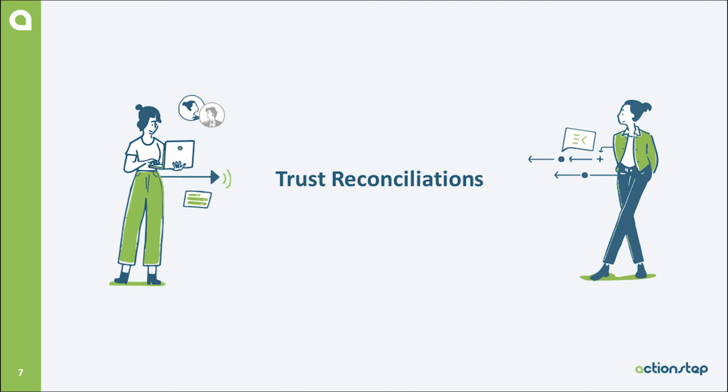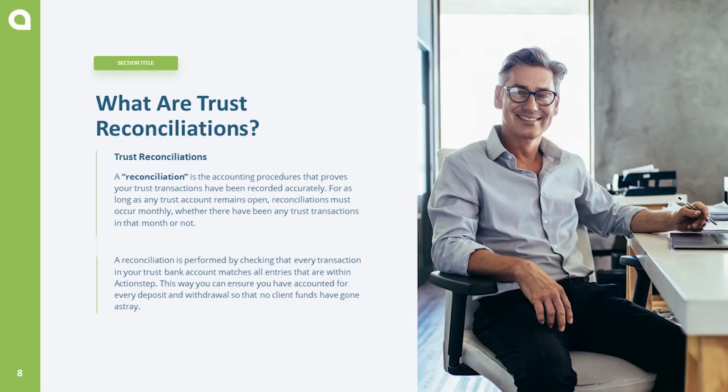So first of all, what are trust reconciliations? Well, a reconciliation is the accounting procedure that proves your trust transactions have been recorded accurately. What this means is that when we do a reconciliation, we're looking at all of our trust transactions in Action Step and making sure they match every transaction on our trust bank account statement. And that way we know we're accounting for every single deposit and every single withdrawal.